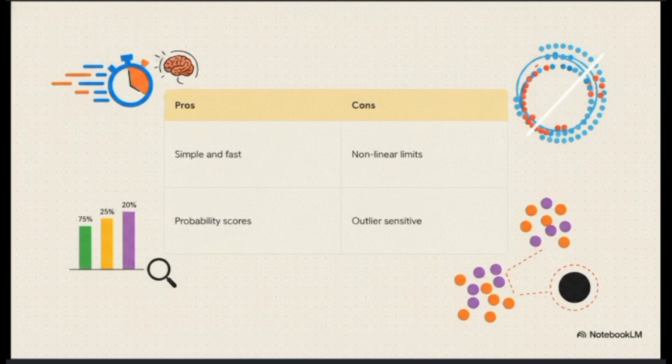But take a look at the cons. It absolutely cannot solve complex nonlinear problems. If your two classes are swirling around each other in a circle on a graph, yeah, a straight decision boundary line isn't going to help you. It's also pretty sensitive to extreme outliers, and it genuinely struggles if your data categories heavily overlap.